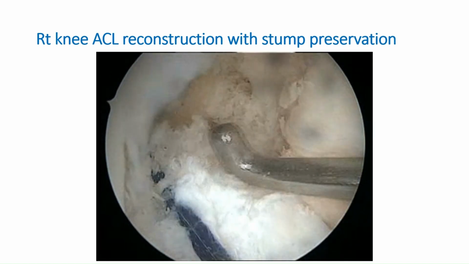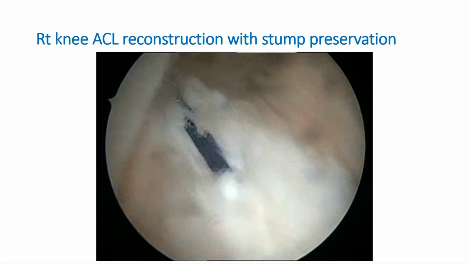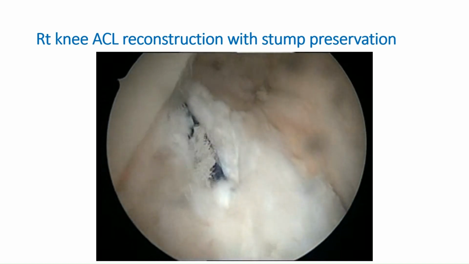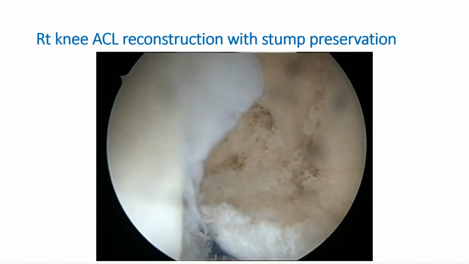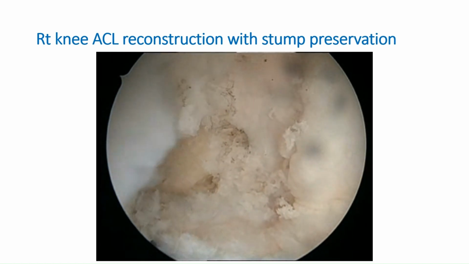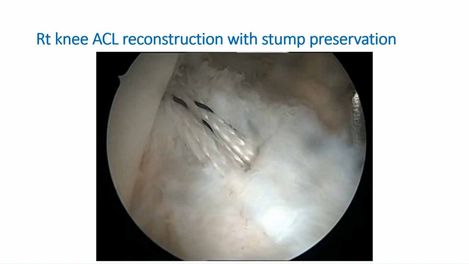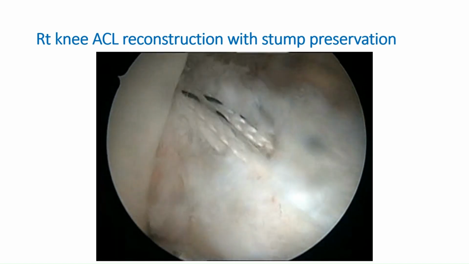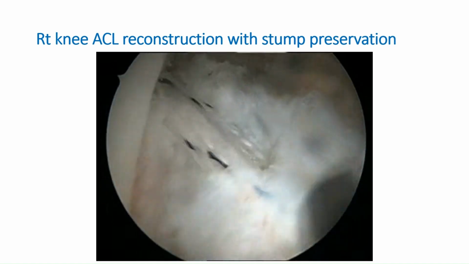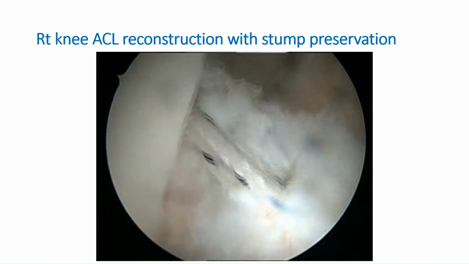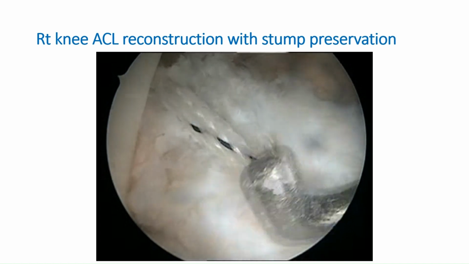And we are leaving this ACL remnant. We don't need to remove it. See, this is the ACL remnant in the partial injury. We're leaving the tibial attachment, the mid-substance, and the posterior fibers attached to the femur. They are all left intact. So it looks like an ACL through which we are going to deliver our ACL graft.